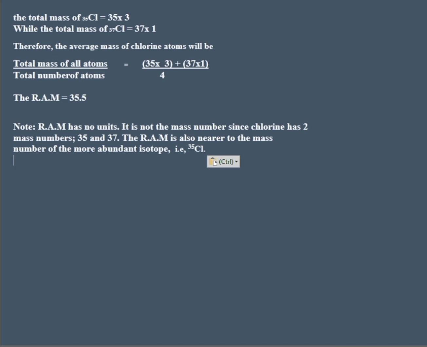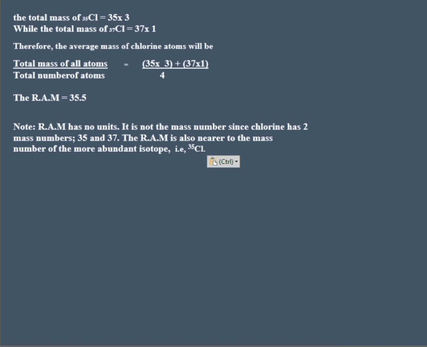Let's look at another example. The abundance of atoms can be given in percentages, in ratios, or in fractions. The first one we have seen is in ratios. Let's look at another example that is given in percentages. Example 2, you are given percentage abundance.